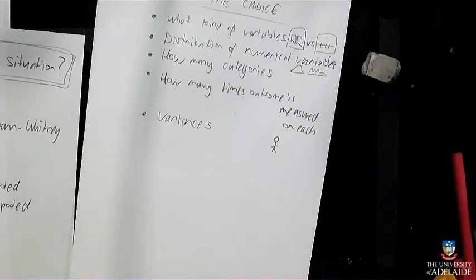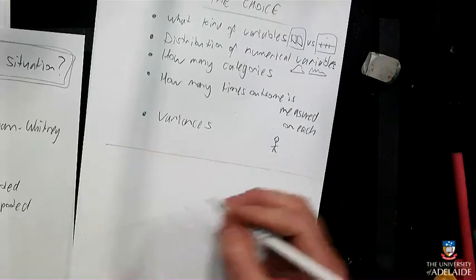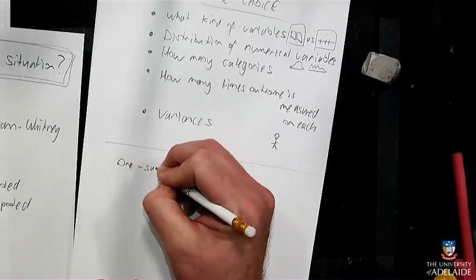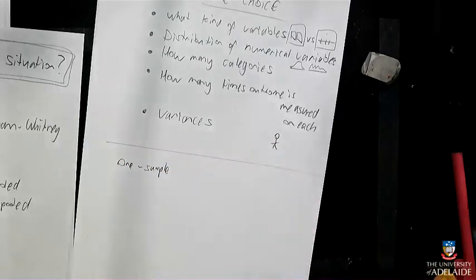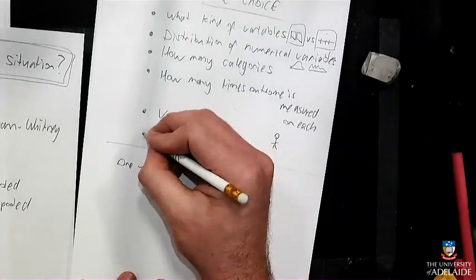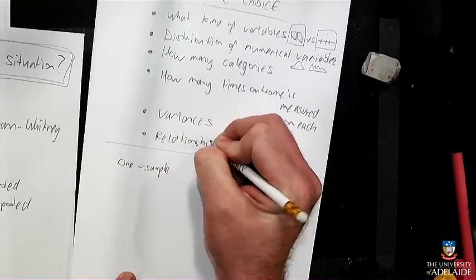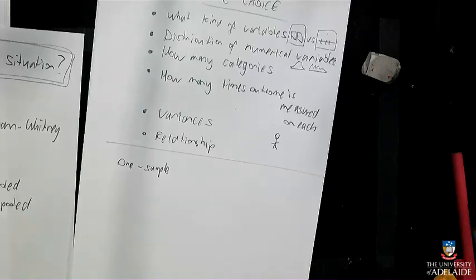Yep, okay, that should be everything. So I'm going to run through these and let's see what we've got. So the one sample t-test. Oh, there's one secret one that isn't here, which is the relationship you're trying to investigate. Because some hypothesis tests measure a relationship between variables, and some of them don't. It's just about a single variable all by itself.